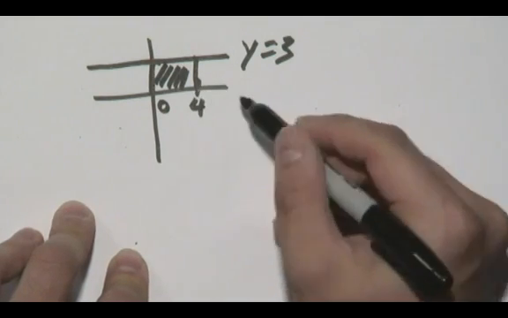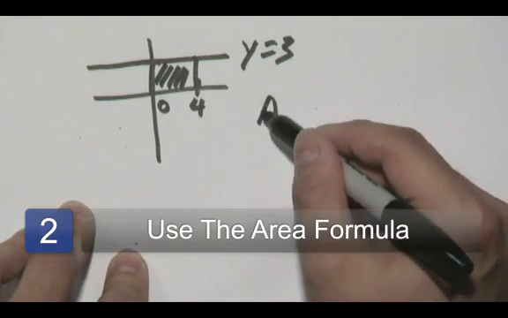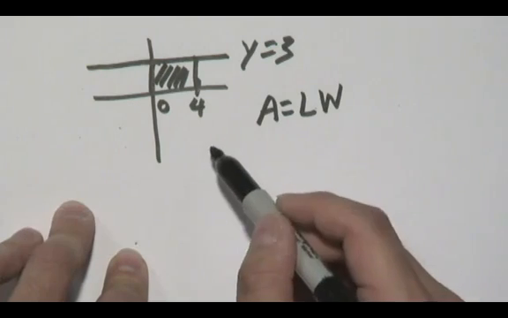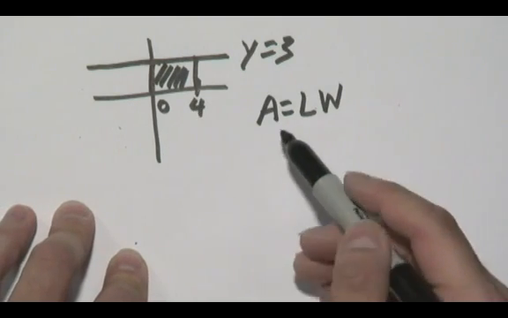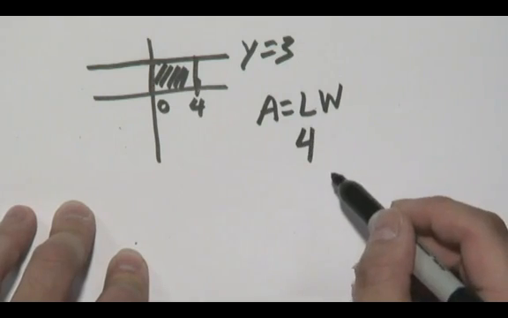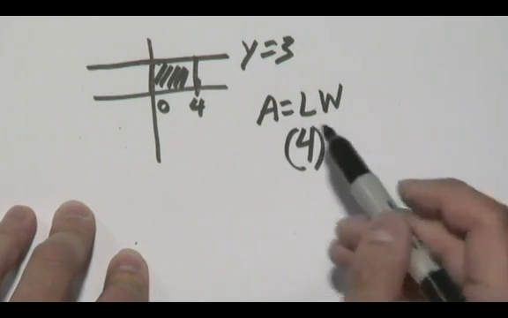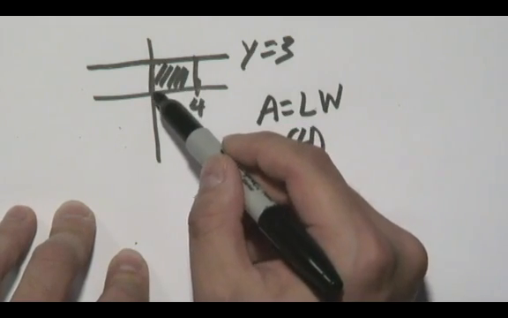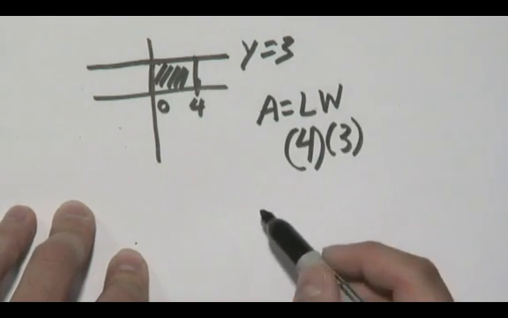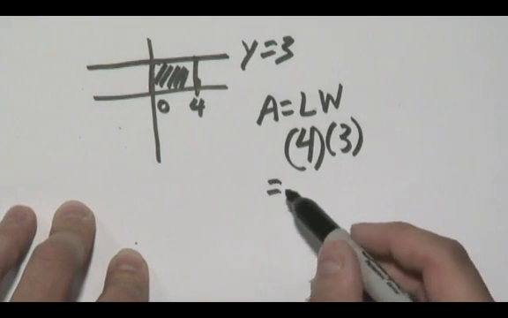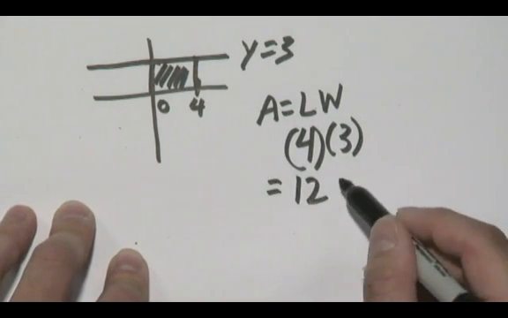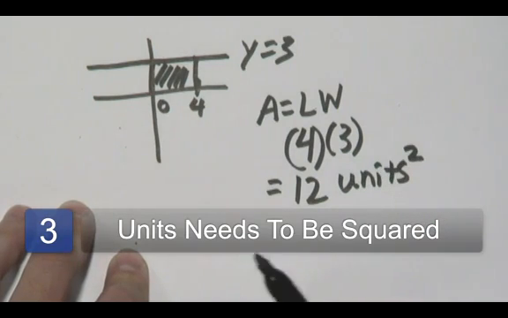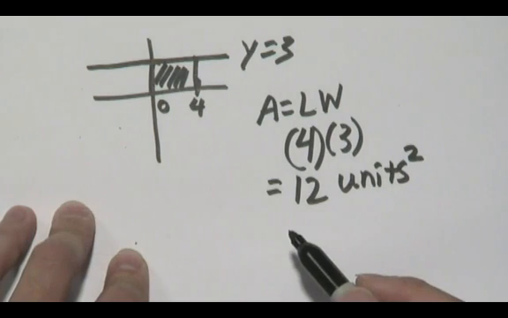Since this is a rectangle, you know the area is length times width. From 0 to 4, it's going to be 4 units long. In terms of width, going from 0 to 3, it all depends on perspective, of course, but it goes from 0 to 3, and you have 4 times 3. So the area under this curve is going to be 12, but since we never specified units, and area is a two-dimensional measurement, it's going to be 12 square units.